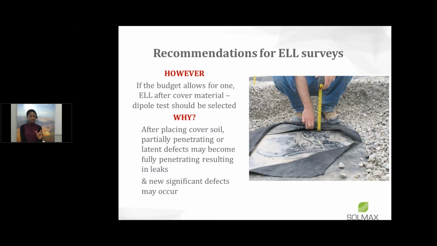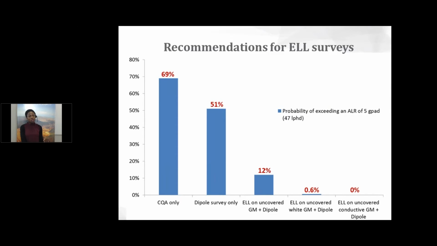Again, to back up the recommendation for leak location, here is a summary of a statistical analysis that was performed by Beck 2012, and it was delivered at a conference a while ago. What they found was that the probability of exceeding a stringent allowable leakage rate, at say 5 gallons per acre per day, decreases when a combination of leak location methods are used.